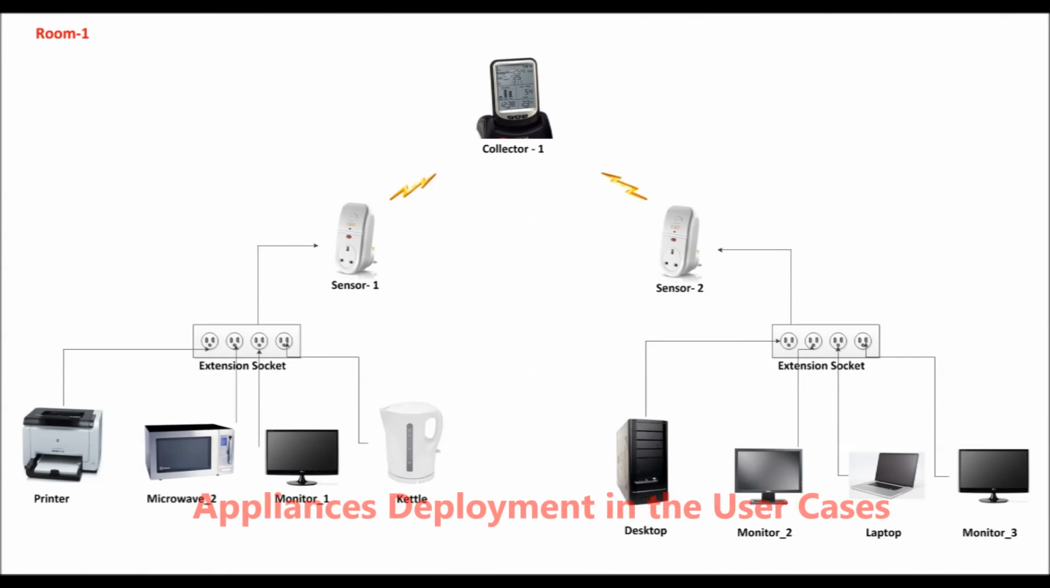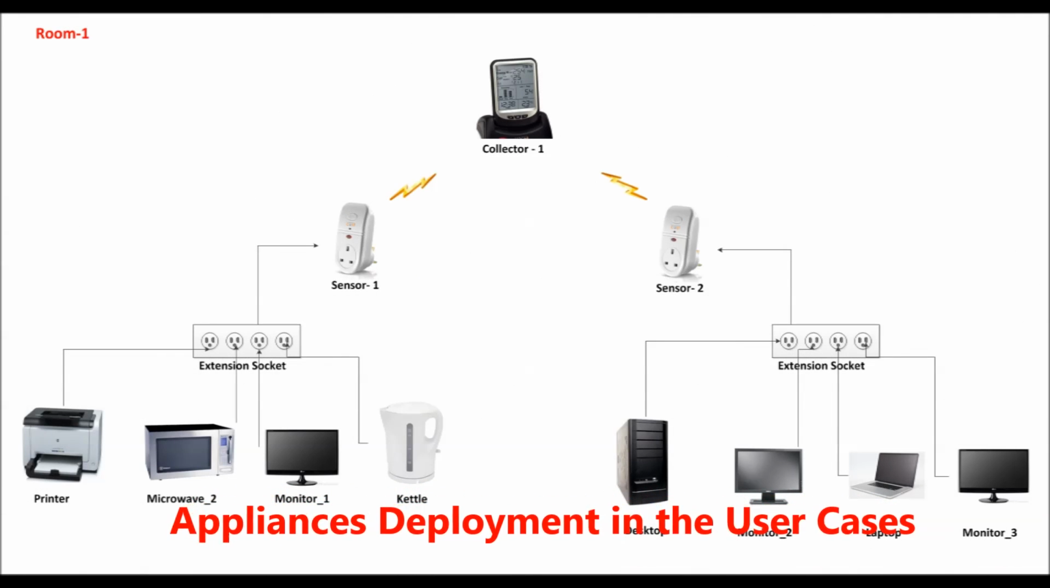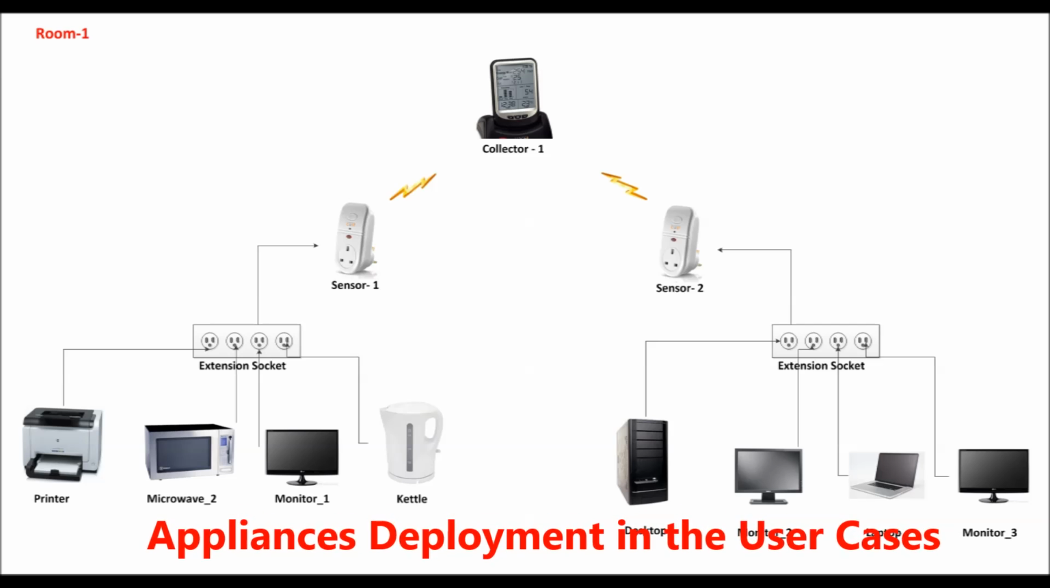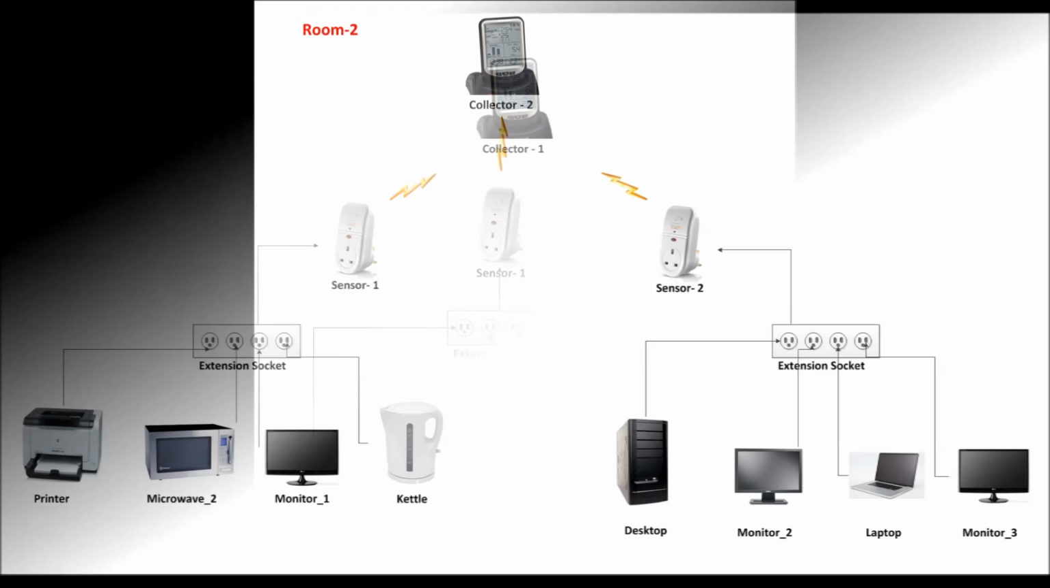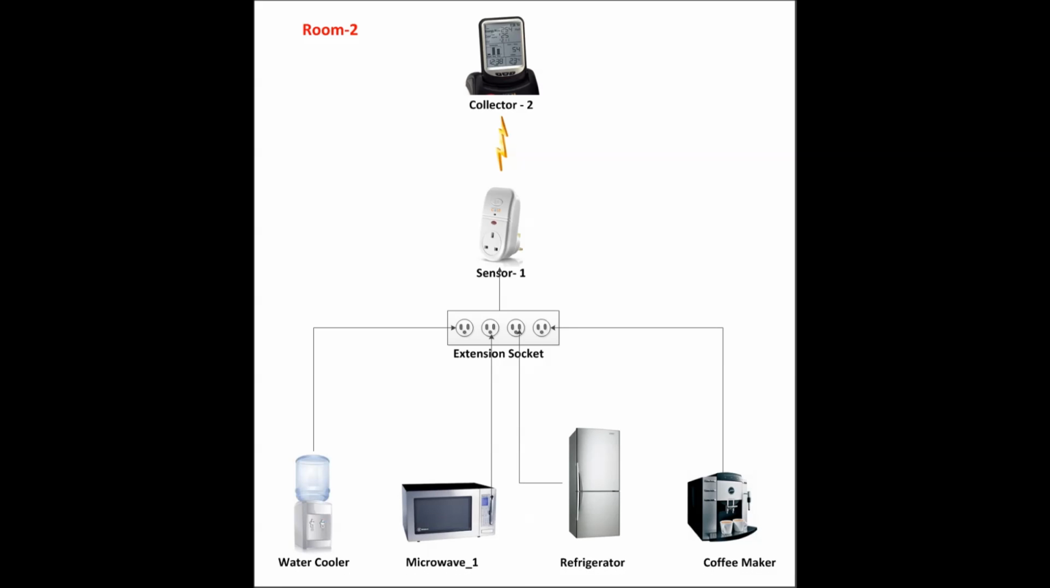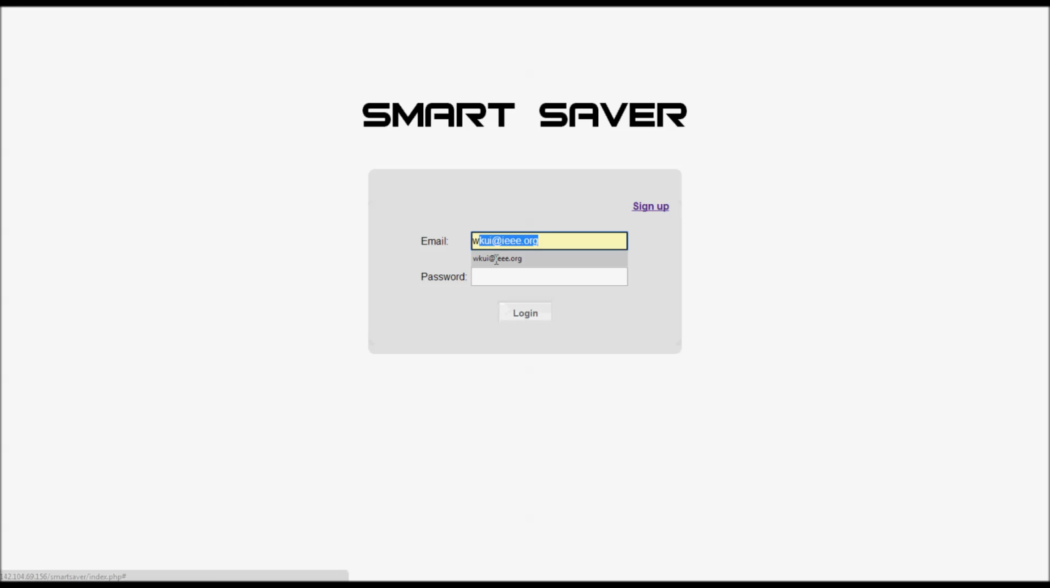or online energy disaggregation. In our case, we monitored two rooms. Room 1 has 2 power sensors and 1 data collector purchased from Current Cost, with each sensor measuring 4 different appliances at once. Room 2 has 1 power sensor and 1 data collector, with only 1 power sensor measuring 4 different appliances. Okay, let's try the web service.